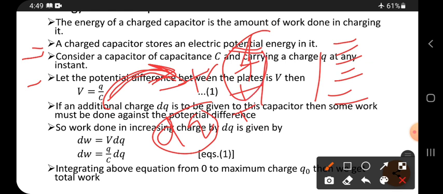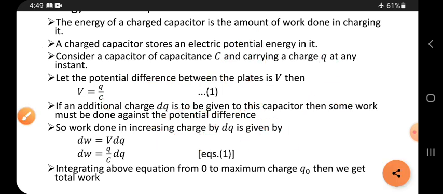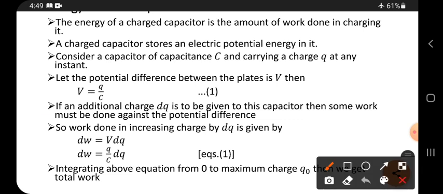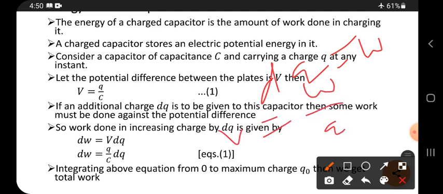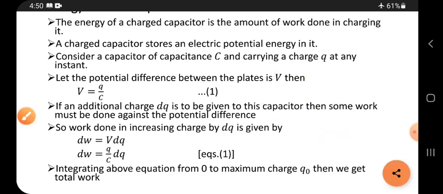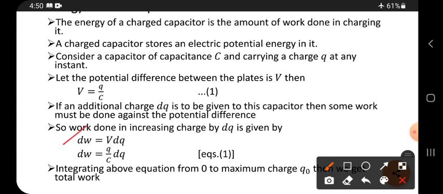So how much charge are you keeping? A small amount of charge, that is dq. Then how much work is done? That work done is given here. When the charge is small, the work is also very small. There is a relation between work and potential energy in charge. Already the definition of potential is work by charge. So from this, work equals charge brought into that potential. The same thing is written here: small charges make small work done.